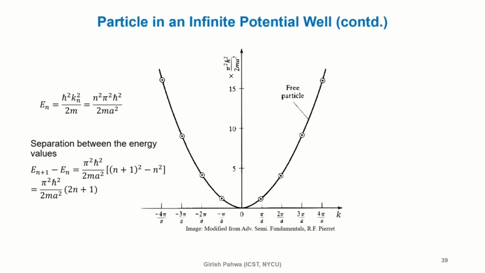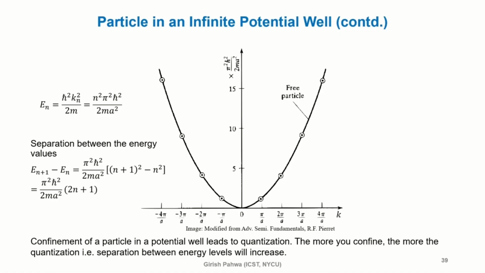It means the energies are going to become continuous because there is almost no separation. But if you go in the other direction, if you confine the particle more and more, it means you make your a smaller and smaller, then the separation between the energies will become larger and larger. More you confine, more is the separation. So you are moving toward the discretization. The more you confine, the more is the quantization.